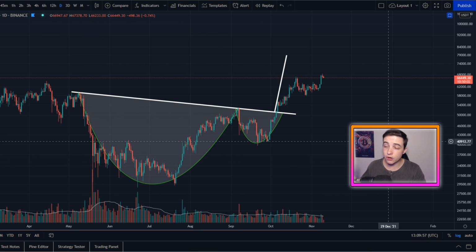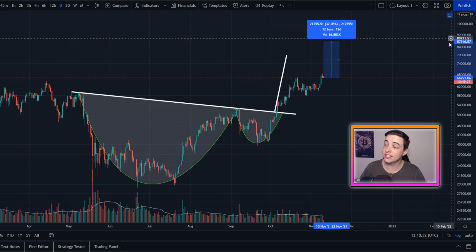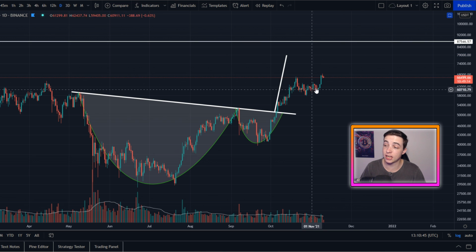And just going back to the Bitcoin to US dollar chart on the daily time frame to measure out a 32% gain from the current price, that would put the Bitcoin price at around 87,000 US dollars per Bitcoin. So I'm just going to put a horizontal level right there at that 32% gain from the current price.